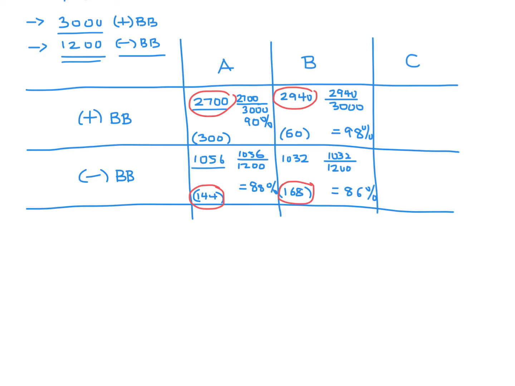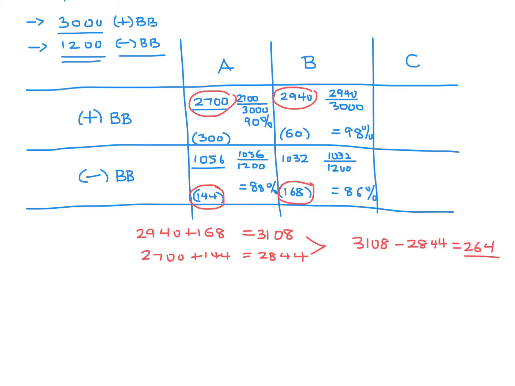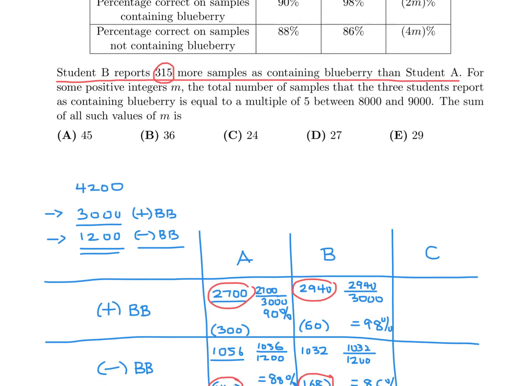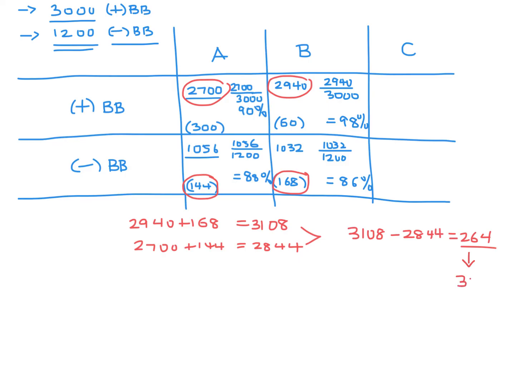It's not going to work out, but let's just see, because this is just an example. 2940 plus 168 is 3108. Got it? And then the other guy, 2700 plus 144, that is 2844. Yeah. Now let's compare these. 3108 minus 2844 is 264. Okay, not a problem. I was just giving an example. They want a scenario where that number is 315. Got it? So this number must be 315.